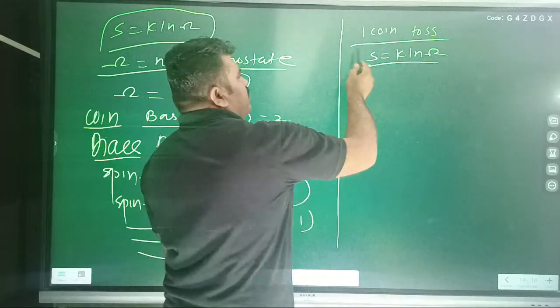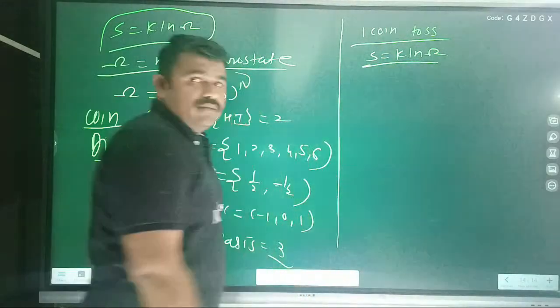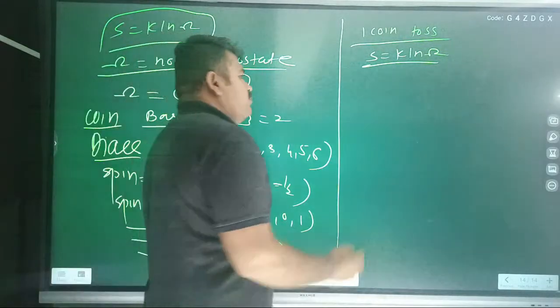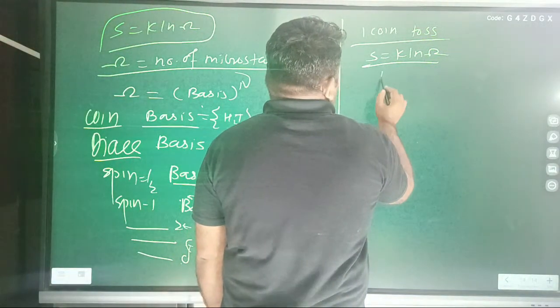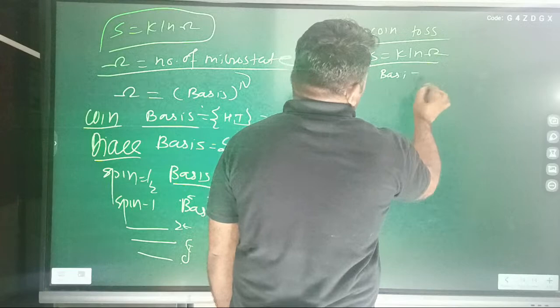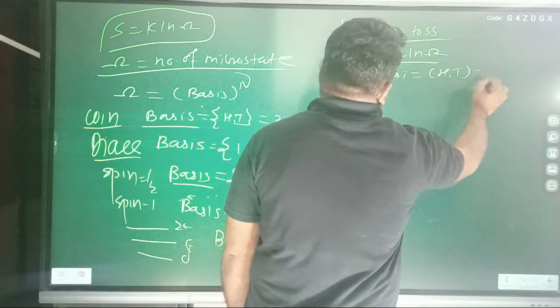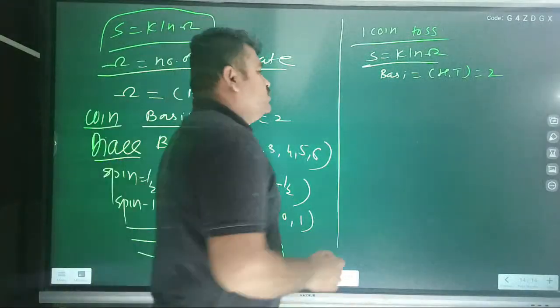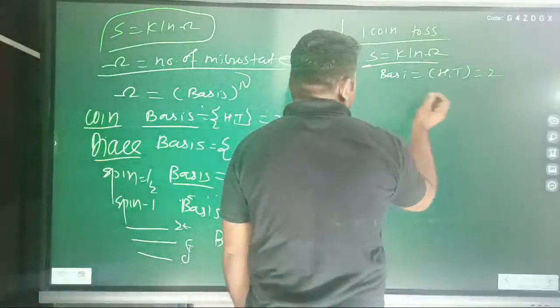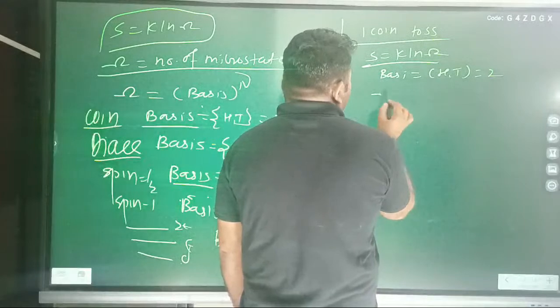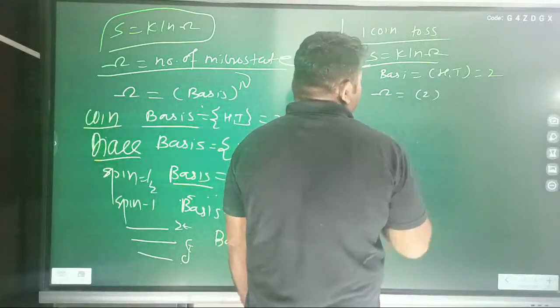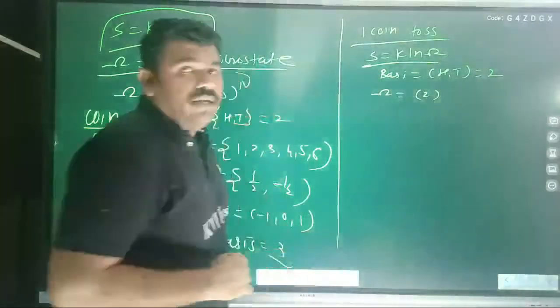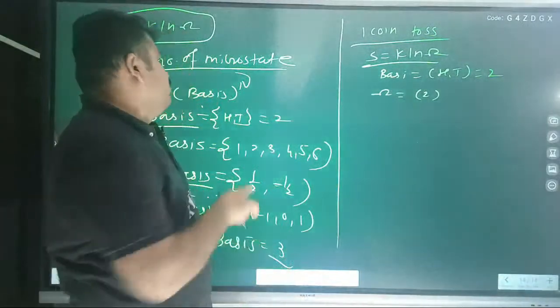Suppose we take one coin is tossed. Then what is the number of microstates? Microstate means basis. The basis is how much? 2. Basis is 2 when one coin is tossed. Then the number of microstates omega is equal to 2 raised to n, or basis raised to n.